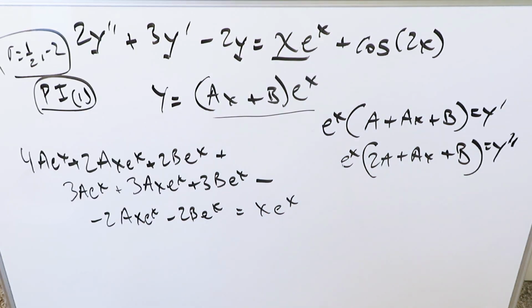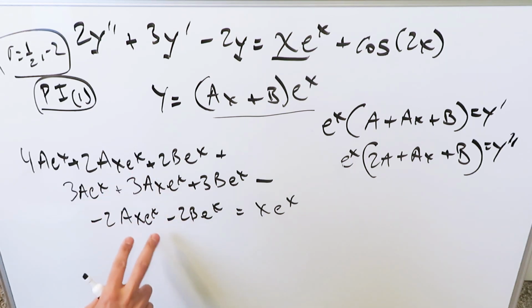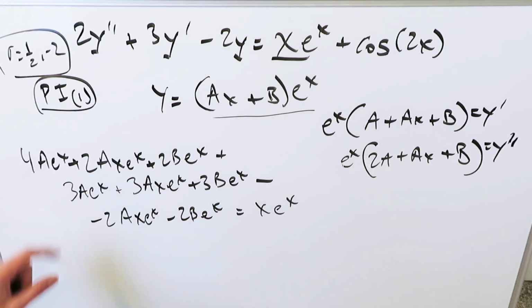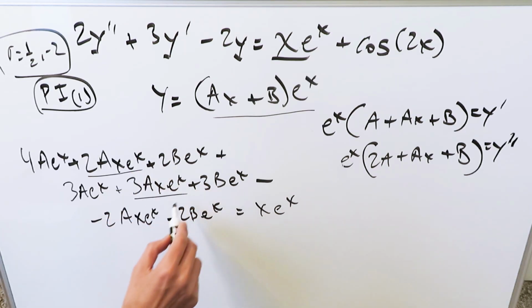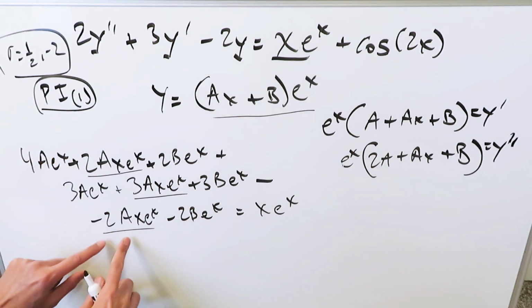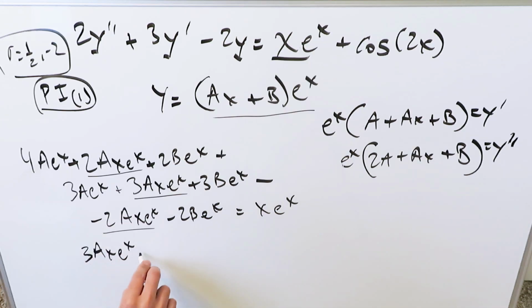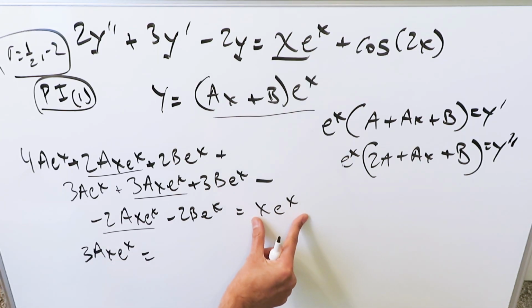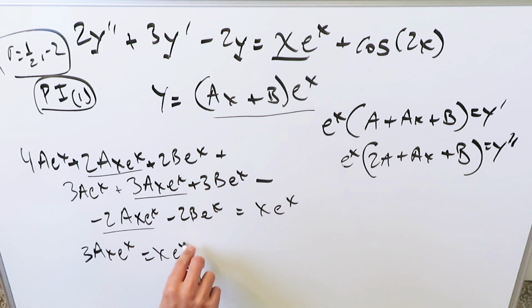What do we do over here? Let's look for our common terms. I have my ax e^x terms, and let's combine those. I'm looking at this item right over here. I have this item here and this here. Positive 2 minus 2 cancel out. I have here a 3ax e exponent x is equal to, here's a term which it equals because they look similar. You have a linear and an exponential, x e to the x.